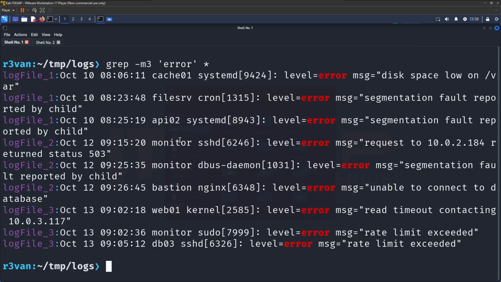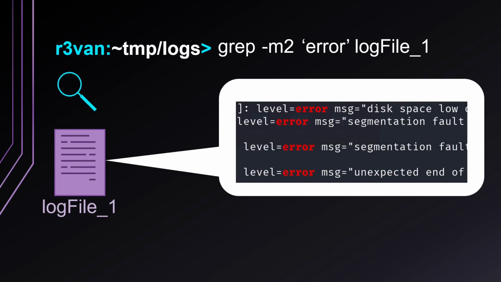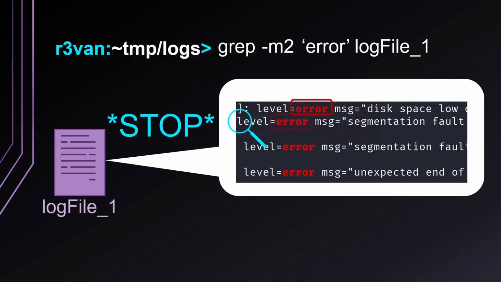Now let's look under the grep hood for a second. Here's what is happening under the hood. If we type out grep -m2 error log file 1, grep looks inside the file log file 1. Grep then stops after it finds 2 instances of the specified pattern in the file. Grep then returns the first 2 lines that it found containing the matching pattern.